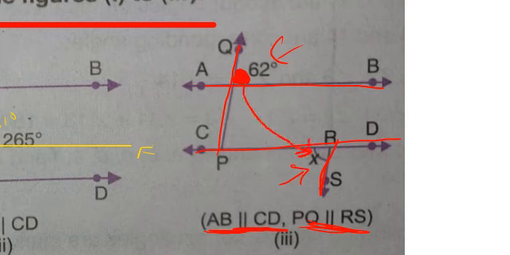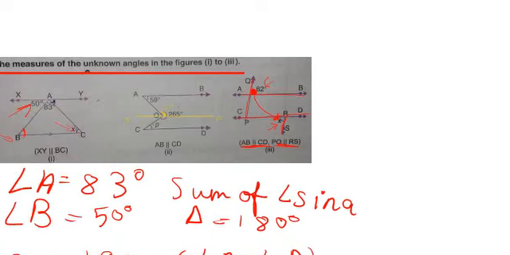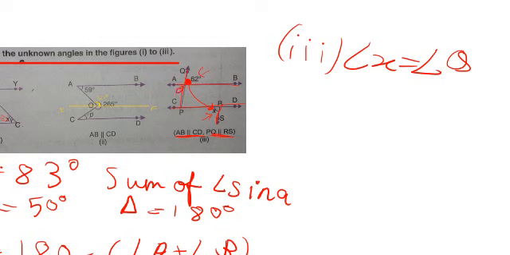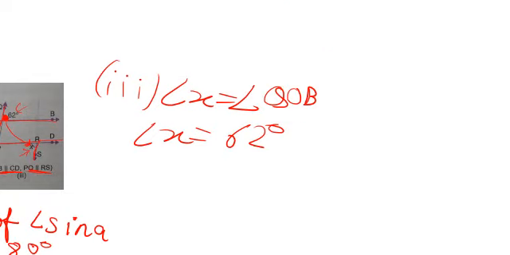Why? Because you can see that this 62 is lying in the interior, and the other one is lying in the exterior. So for the third part, we can write angle X equals angle QOB, let's give it a point QOB. Now you see here that this is 62, so angle X equals 62 degrees, because both of these are corresponding angles. So you go ahead and write it as corresponding angles as well, all right.